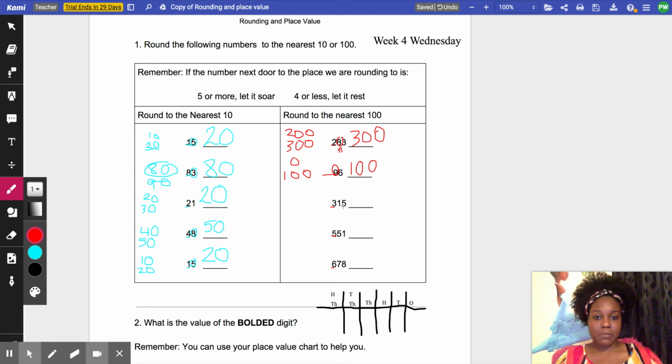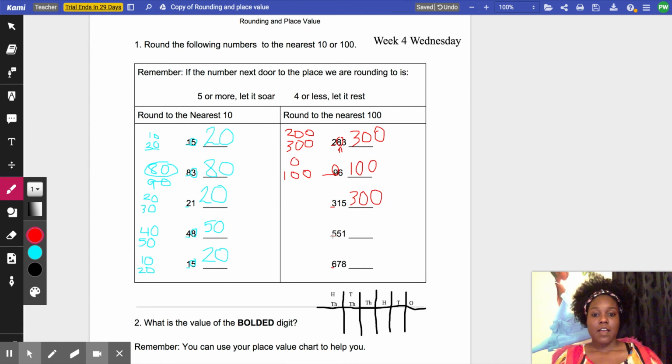On these next ones, I'm going to go ahead and go through them since I just did rounding to the nearest 10. So rounding this one to the nearest 100, I have 3 hundreds. 315 is closer to 300 than it is 400. So it is 300.